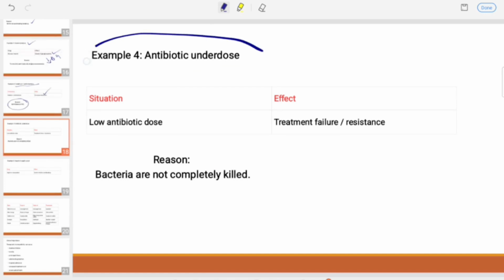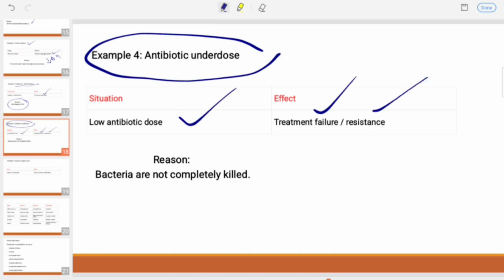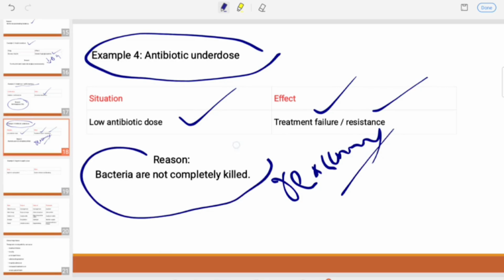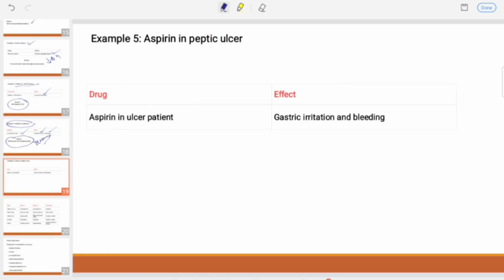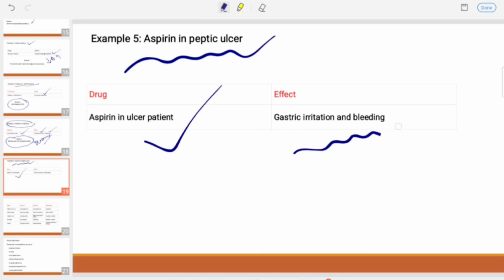Then antibiotic underdose. A low antibiotic dose leads to resistance, treatment failure, and even reoccurrence of the disease, meaning the bacteria are not completely killed. Then aspirin in peptic ulcer. When we use aspirin in a patient who is suffering from an ulcer, that will lead to gastric irritation and bleeding.